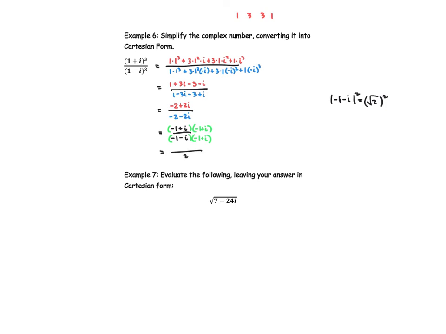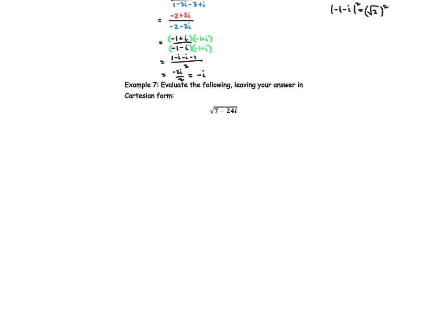The numerator, on the other hand, will be a positive 1, and I'll get a minus i, I'll get another minus i, and I'll get an i squared, which is negative 1. Therefore, I get negative 2i over 2, which is equal to negative i. Thus, in Cartesian form, the original is equal to 0 minus i. Very interesting. Okay, let's look at example 7, and that'll be it for today.